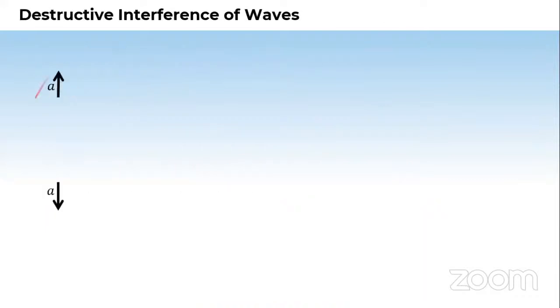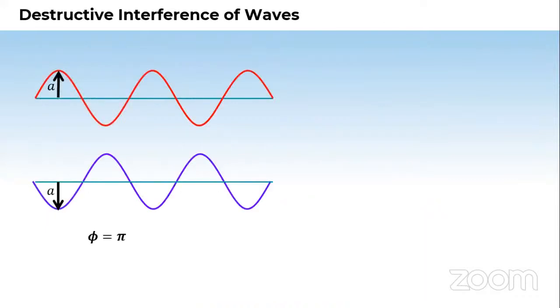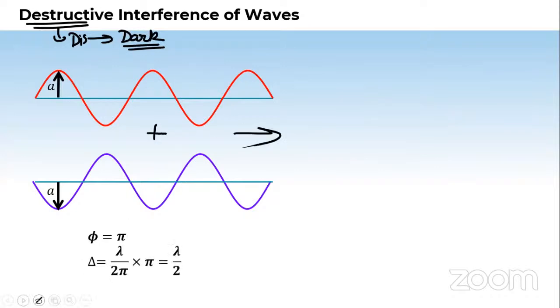I'll explain something now. For destructive, what do you mean by destruction? When I say destructive, it means destruction. It means dark bands, the intensity goes to 0 there. So if you add both of these waves here, you'll get the net result to be like this.